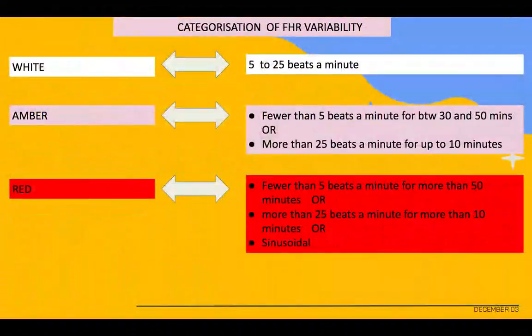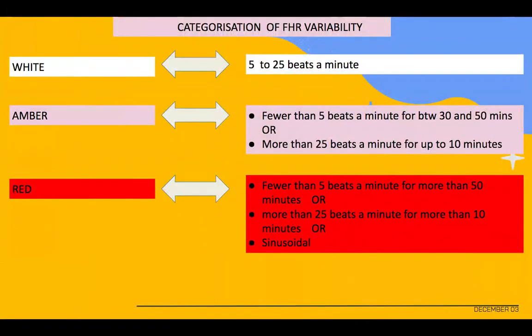Okay. How will we categorize the fetal variability? We will categorize the variability by white, amber, and then red. In the white, there are 5 to 25 beats per minute. In the amber, there are fewer than 5 beats for between 30 to 50 minutes, or more than 25 beats for up to 10 minutes.